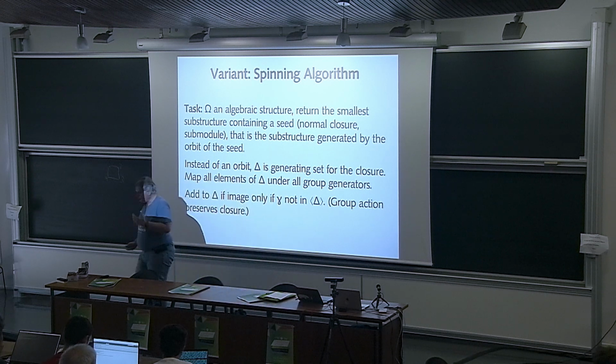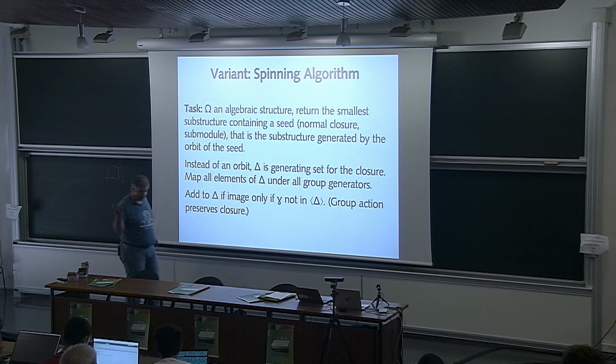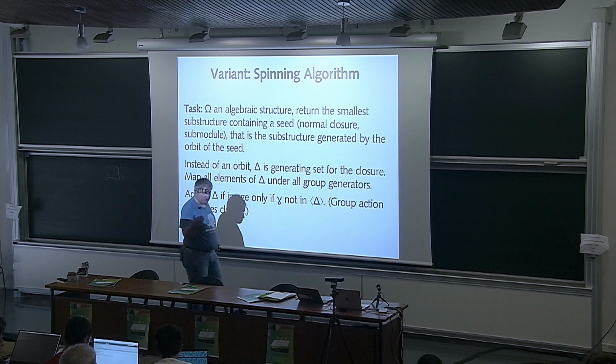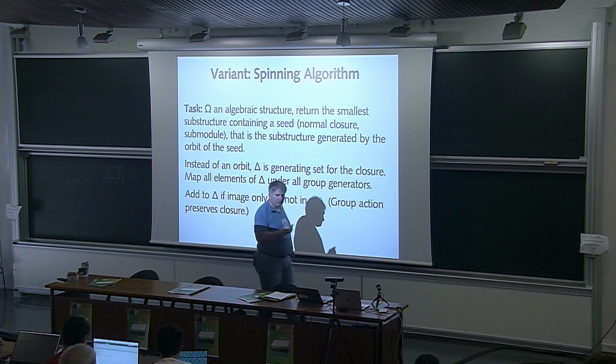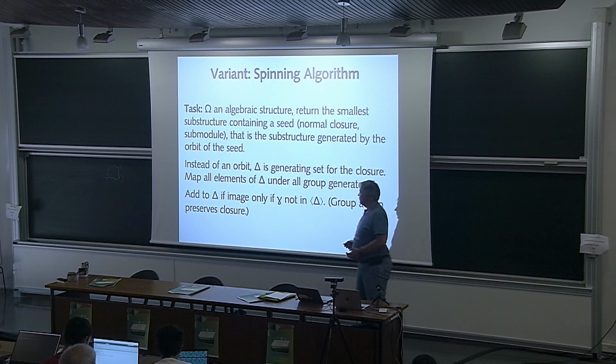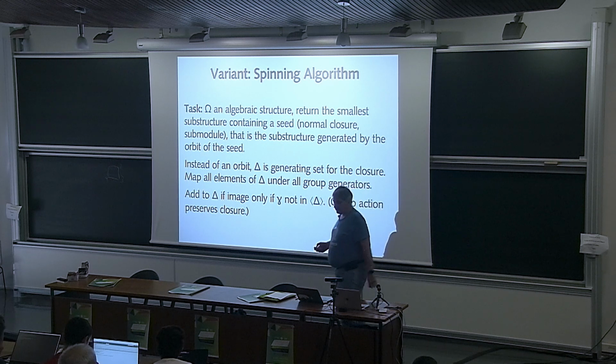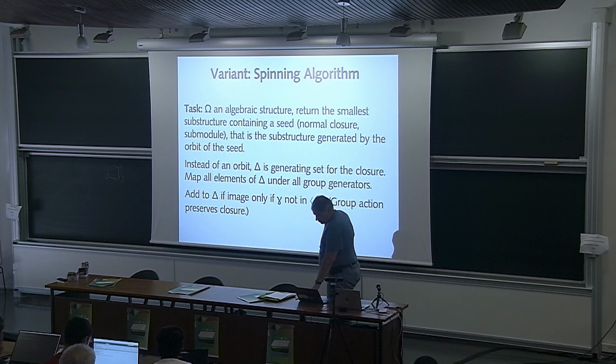How do you do this? Well, you do the orbit algorithm, but you always look at the substructure generated by the orbit so far. And if the new element in the orbit is already in the substructure, you really don't need to consider it anew because it is already generated. So that's how one, for example, can calculate submodules. That's how one can calculate the normal closure of a subgroup.